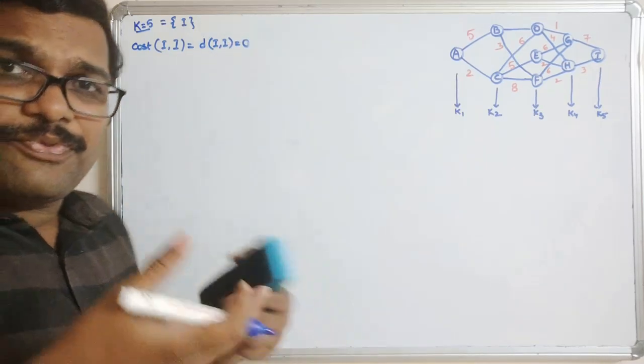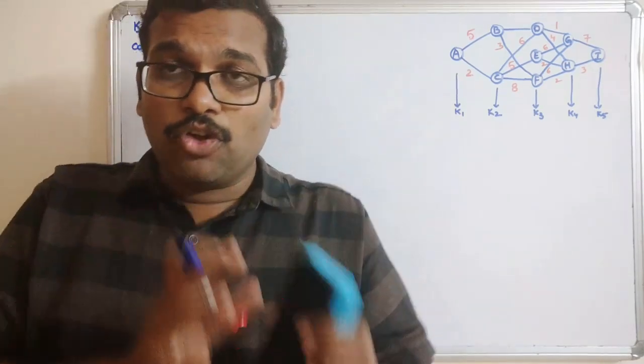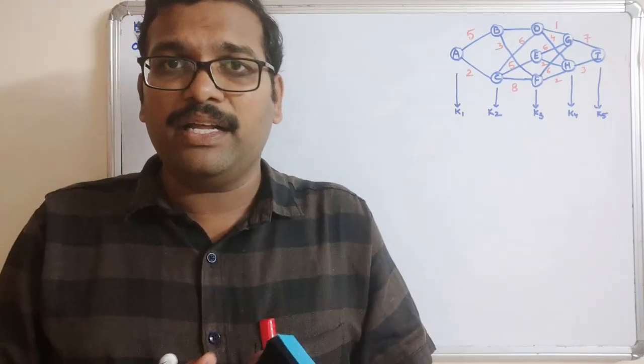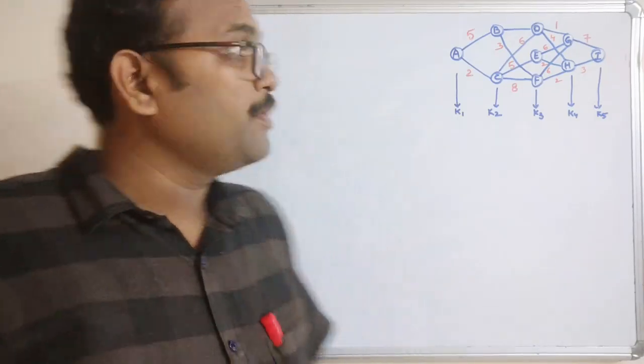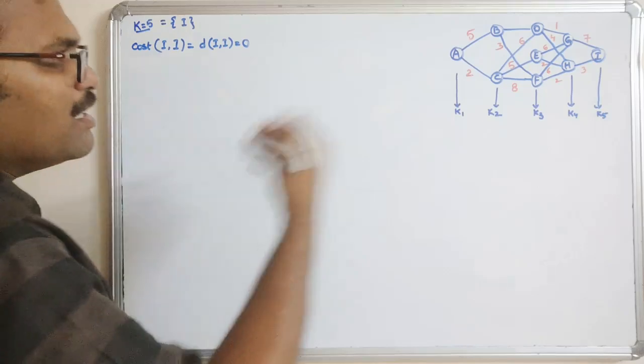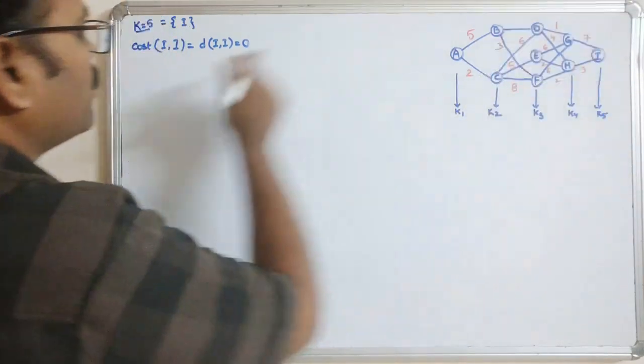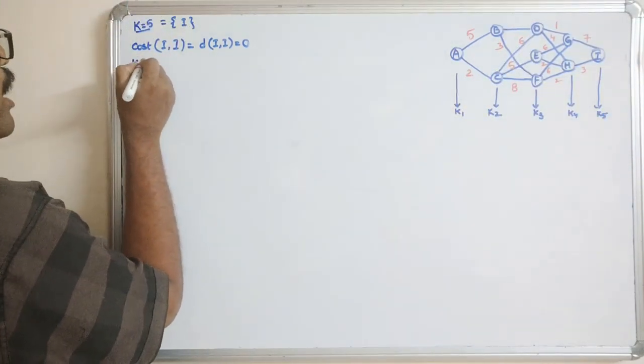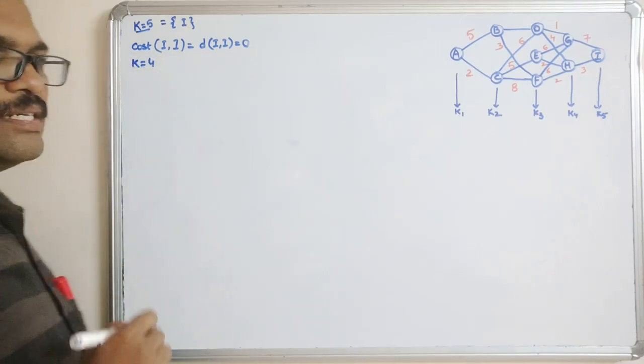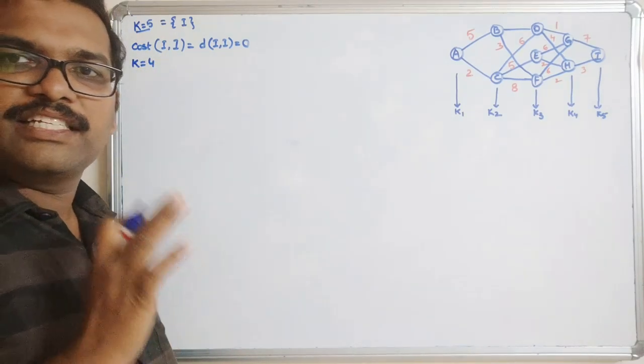So the distance from the same vertex, if the source and destination are the same vertex, obviously it will be 0. Now, any other vertex in stage 5? No, right? Now we have to find out the vertices, the cost in the stage 4.